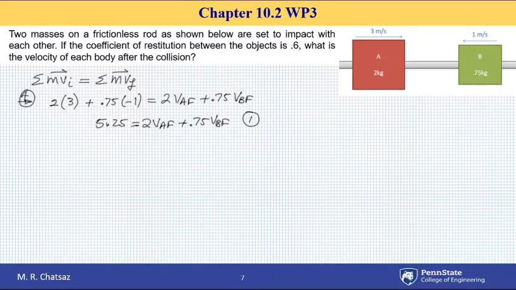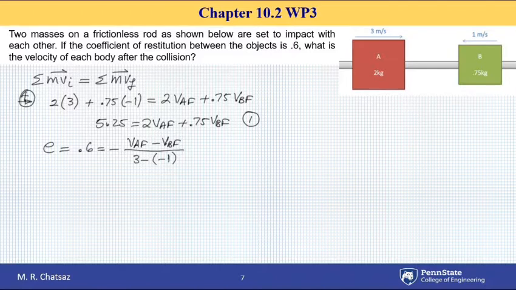Then if I write the definition of coefficient of restitution, we have e equal to minus, and if e is 0.6, so if I plug in the values, I have 0.6 equal to minus VA final minus VB final divided by initial speed of A, which is 3, minus initial speed of B, which is -1 because it's to the left. So recall that we can define coefficient of restitution as the ratio of relative approach velocity after collision divided by relative approach velocity before collision occurs.